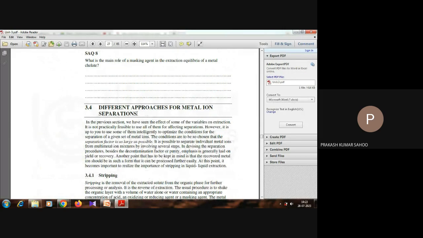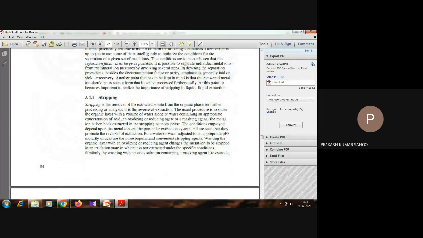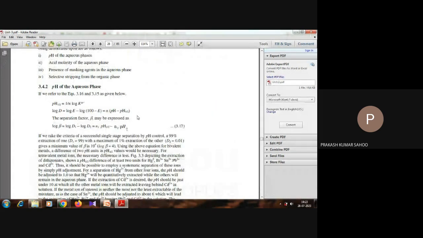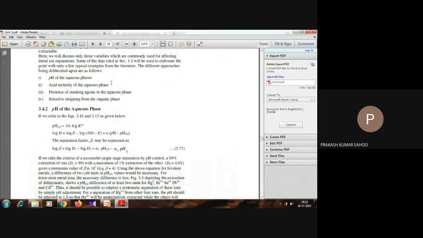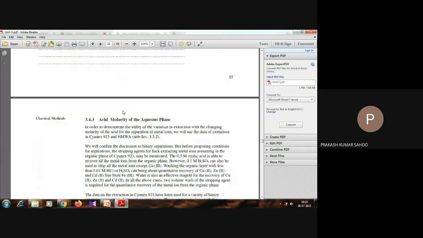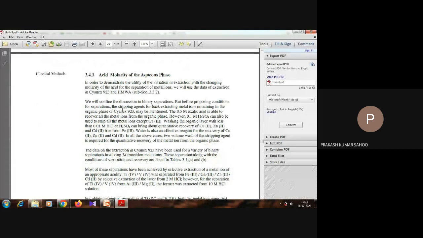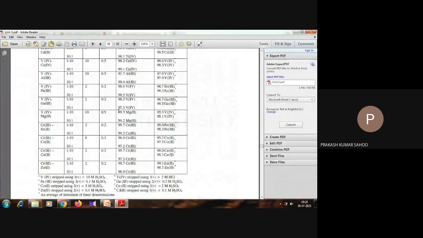Then different approaches for metal ion separation. This is stripping. Then pH of the aqueous solution. Then acidity or molarity, presence of masking agent, selective stripping. These are all just repetition again and again. Okay, the same thing is there. You have to thoroughly read this PDF, and I will share my PPT with you at the end of this paper. Just go through my PPT and also your PDF. I think you will have a good knowledge of these techniques of solvent extraction.